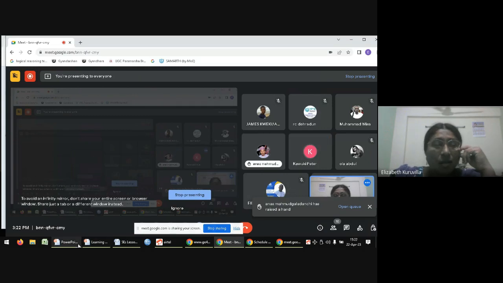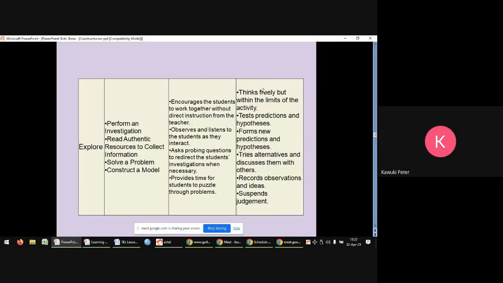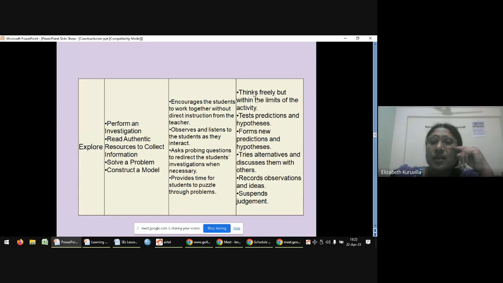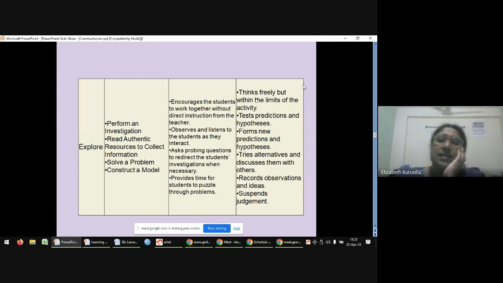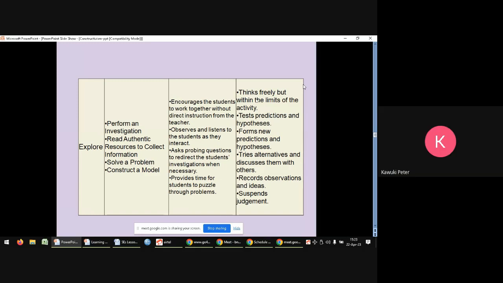Anas, come. Anas, hello. Yeah, hello. Can you read this? What the students do? Thinks freely, but within the limit of activity. Test predictions and hypotheses. Form new predictions and hypotheses. Try alternatives and discuss with others. Record observations and ideas. Suspend judgment. Okay. So Anas has stated what the activities the student will do.